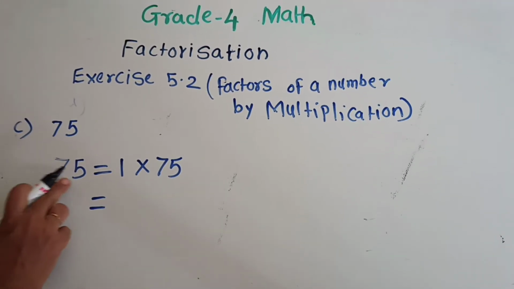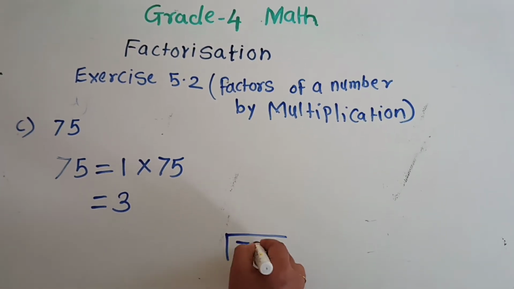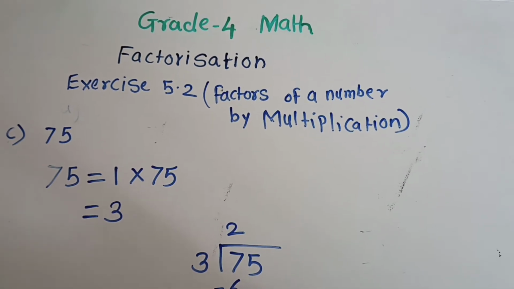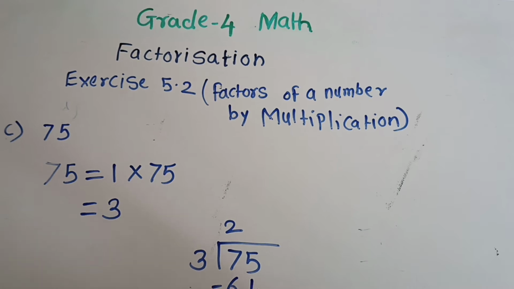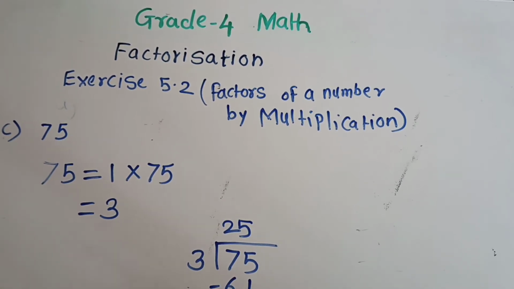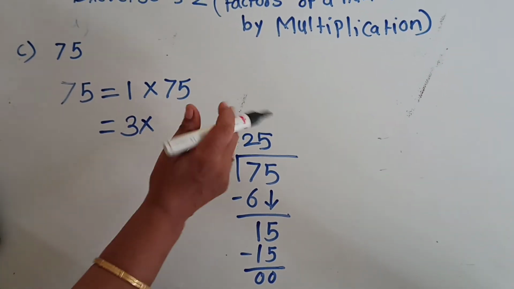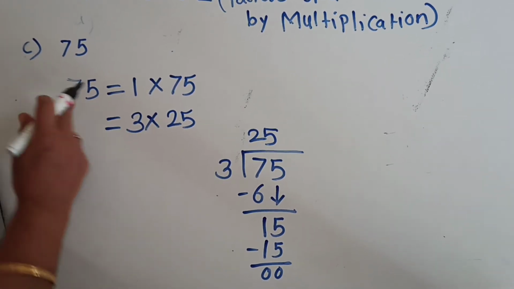Then see 3. So we will do division here. 3, 3 2s are 6. 7 minus 6, 1. Then take down this 5 and 3 5s are, yes, 3 5s are 15, and we get here remainder 0. So 3 multiplied by this 25. So 3 25s are 75.